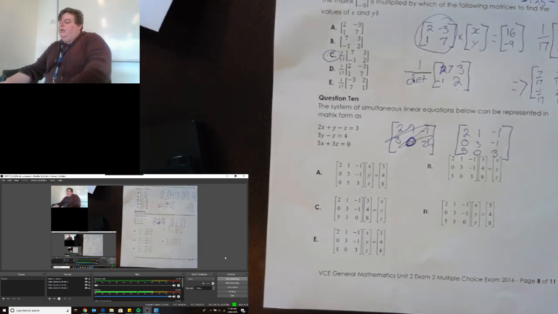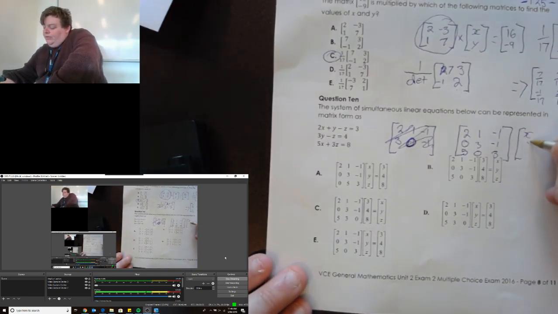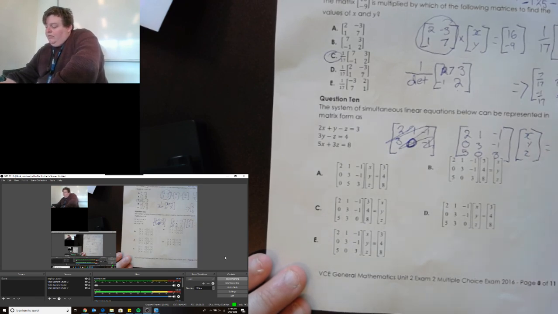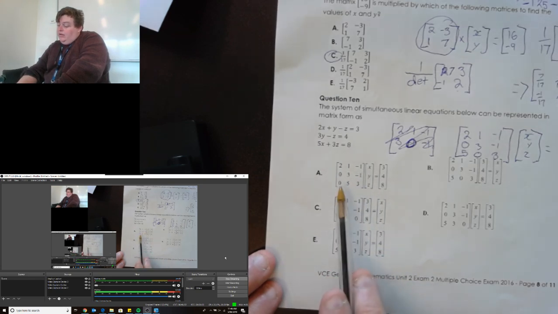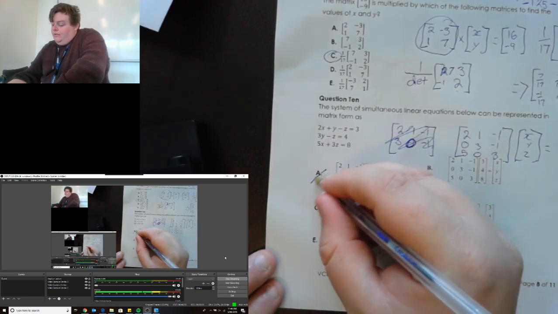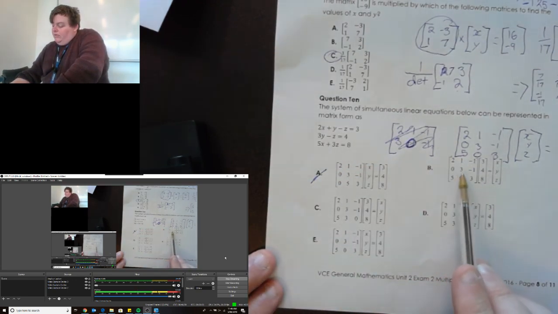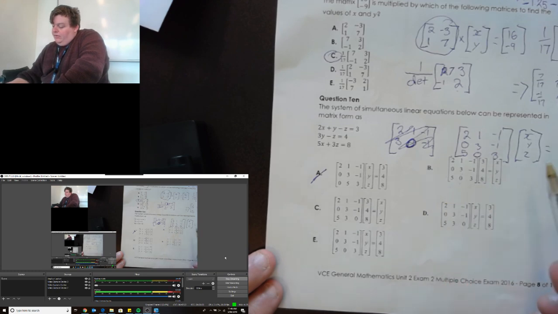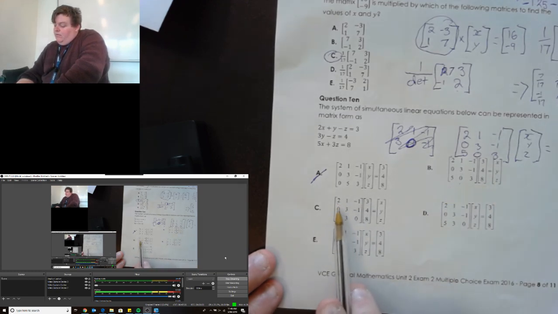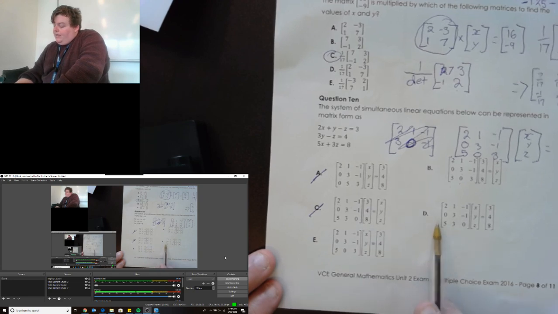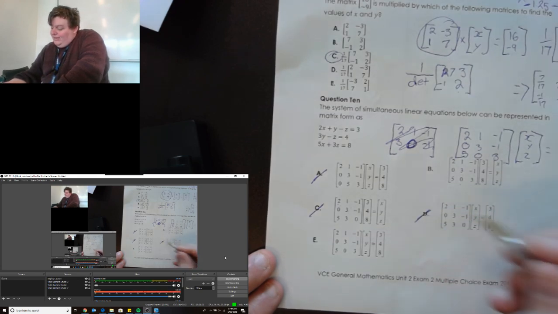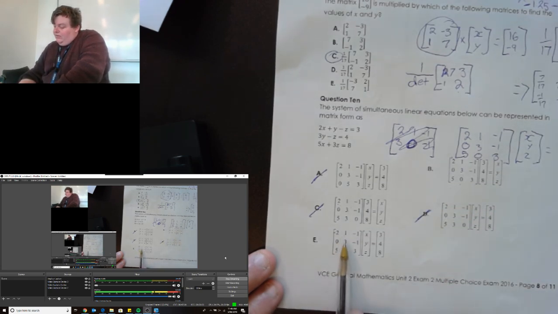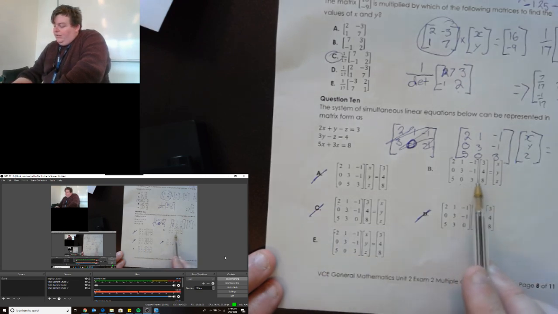Okay. Multiplied by x, y, and z, gives us our answers. So is that here? 2, 1, -1, 0, 3, -1, 0, 5, so it's not that one. 2, 1, -1, 0, 3, -1, 5, 0, 3. Could be that. The next one isn't it either. Then we have another option, 2, 1, -1, 0, 3, -1, 5, 0, 3, so it could be that. So it's either of these two.